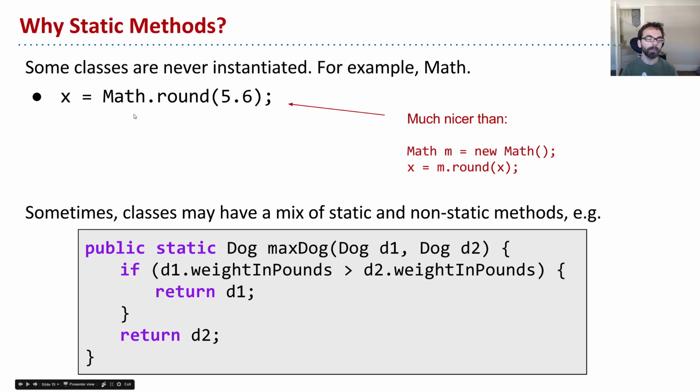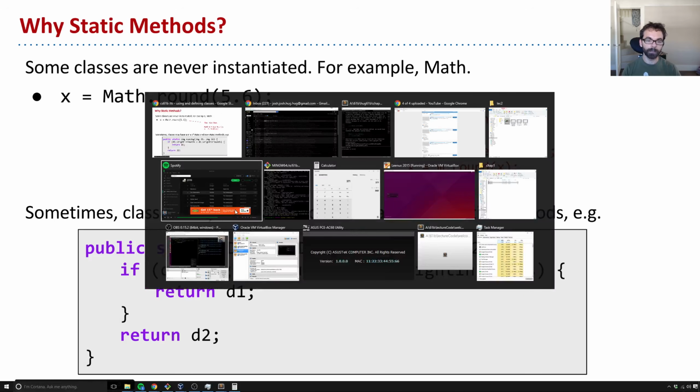So for example, some classes are just never instantiated. For example, the Math class. The way we would usually use the round method of the Math class is I would say, Math, please round 5.6, which just makes more sense than saying, let's create a specific Math, whatever that would mean, and then use its round, right? So static methods have their place where they are more natural. Now sometimes classes can actually have a mix. You can have a class that has both static and non-static methods, and we'll build one right here. But I think it'll be more interesting if we jump in live.